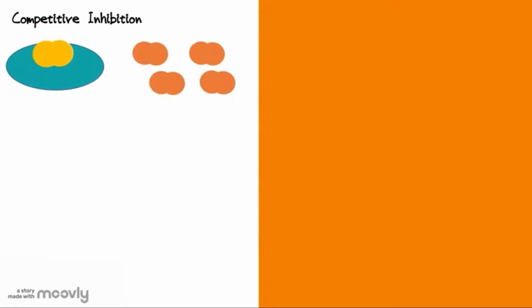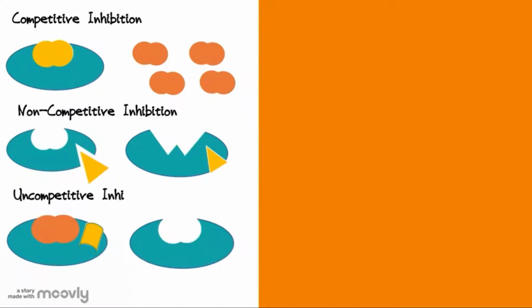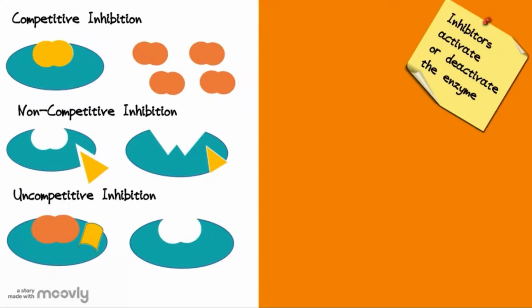Competitive inhibitors compete for the same active site and block the substrate from binding. This is reversible if the concentration of substrate increases. Non-competitive inhibitors bind enzymes away from the active site and cause a conformational change. However, the reaction still takes place, just at a slower rate. Uncompetitive inhibitors bind at the same active site as the substrate but render the enzyme inactive.